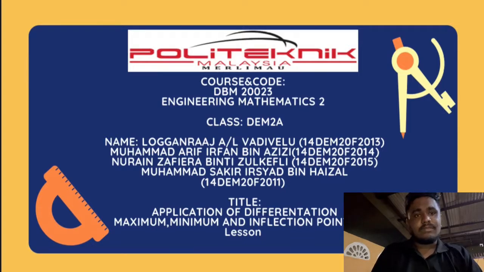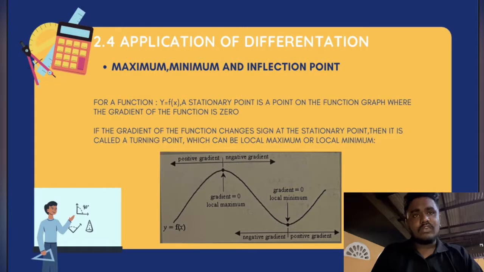Maximum, minimum and inflection point. For a function y equals f(x), a stationary point is a point on the function graph where the gradient of the function is 0. If the gradient of the function changes sign at the stationary point, then it is called a turning point, which can be a local maximum or local minimum. So this is what the graph shows. And if the gradient of the function does not change sign at the stationary point, then it is a point of horizontal inflection. So this is what the graph shows.